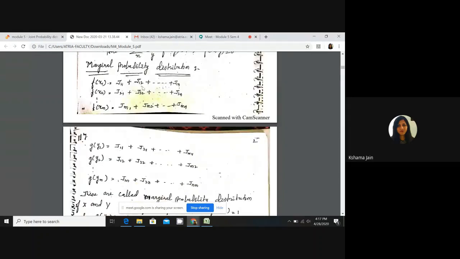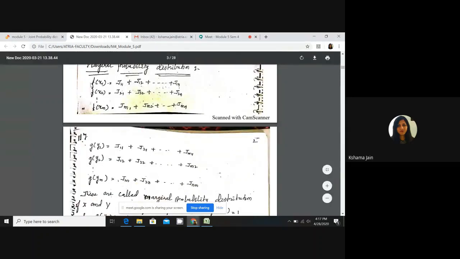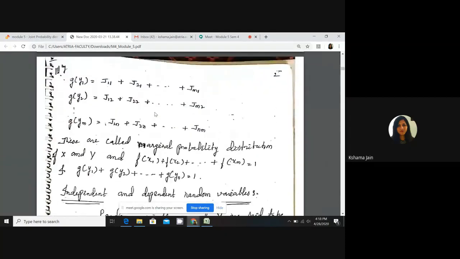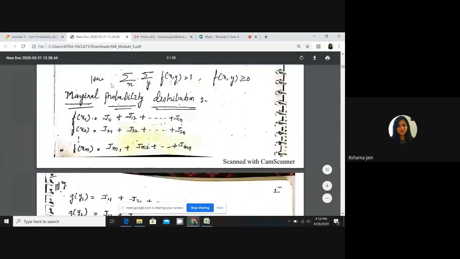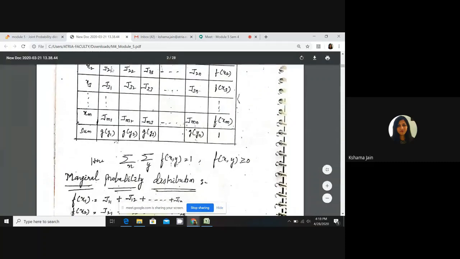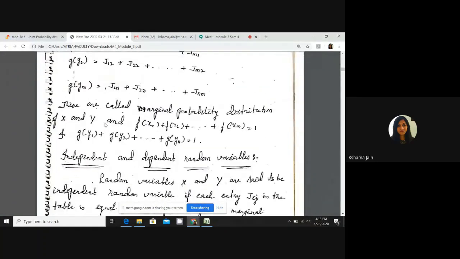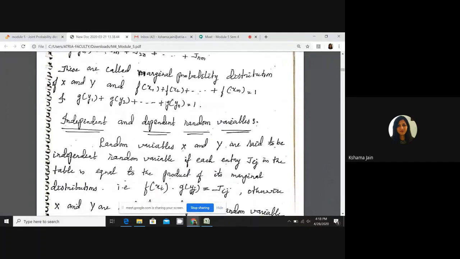So this is nothing, just if you add all the rows, this is the first row marginal distribution, this is the second row marginal distribution, like this. And these G's are for the columns, J11, J21, like this. Okay. So these are called marginal probability distributions. This we have done, the sum of all will be equal to 1.